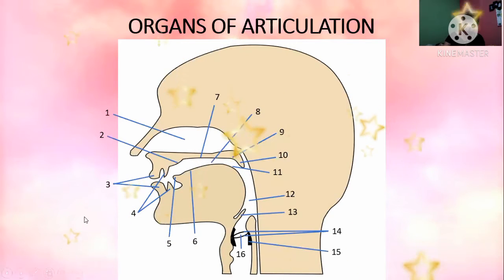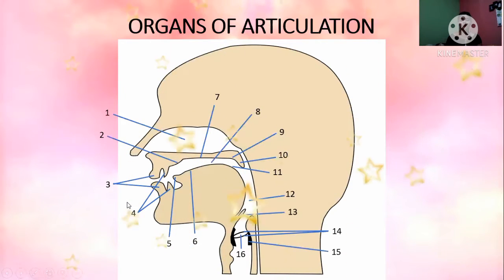And number 3, we have the lips. We have the upper and the lower lips. The lips play a major role in vowel articulation, and it is generally believed that two major variables are in effect: lip rounding and lip protrusion.